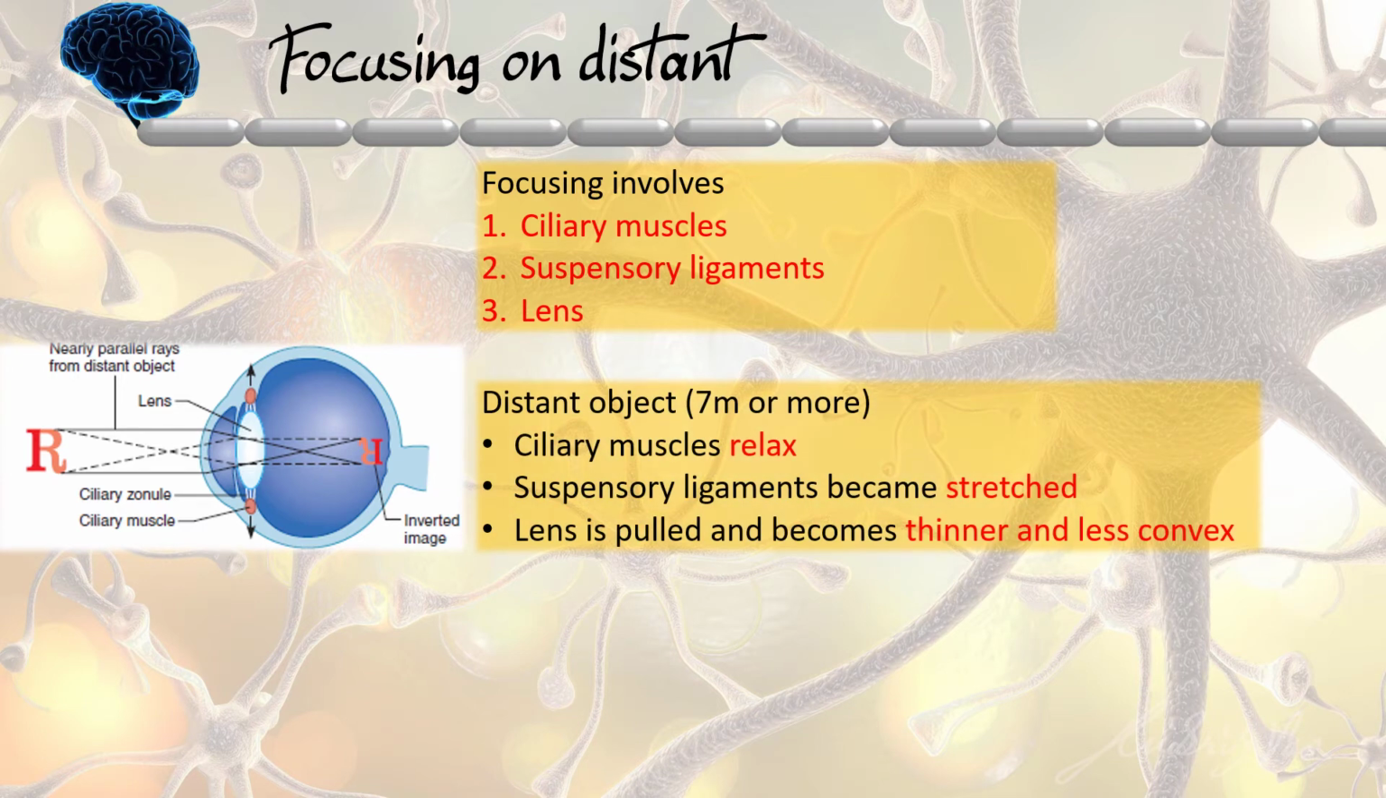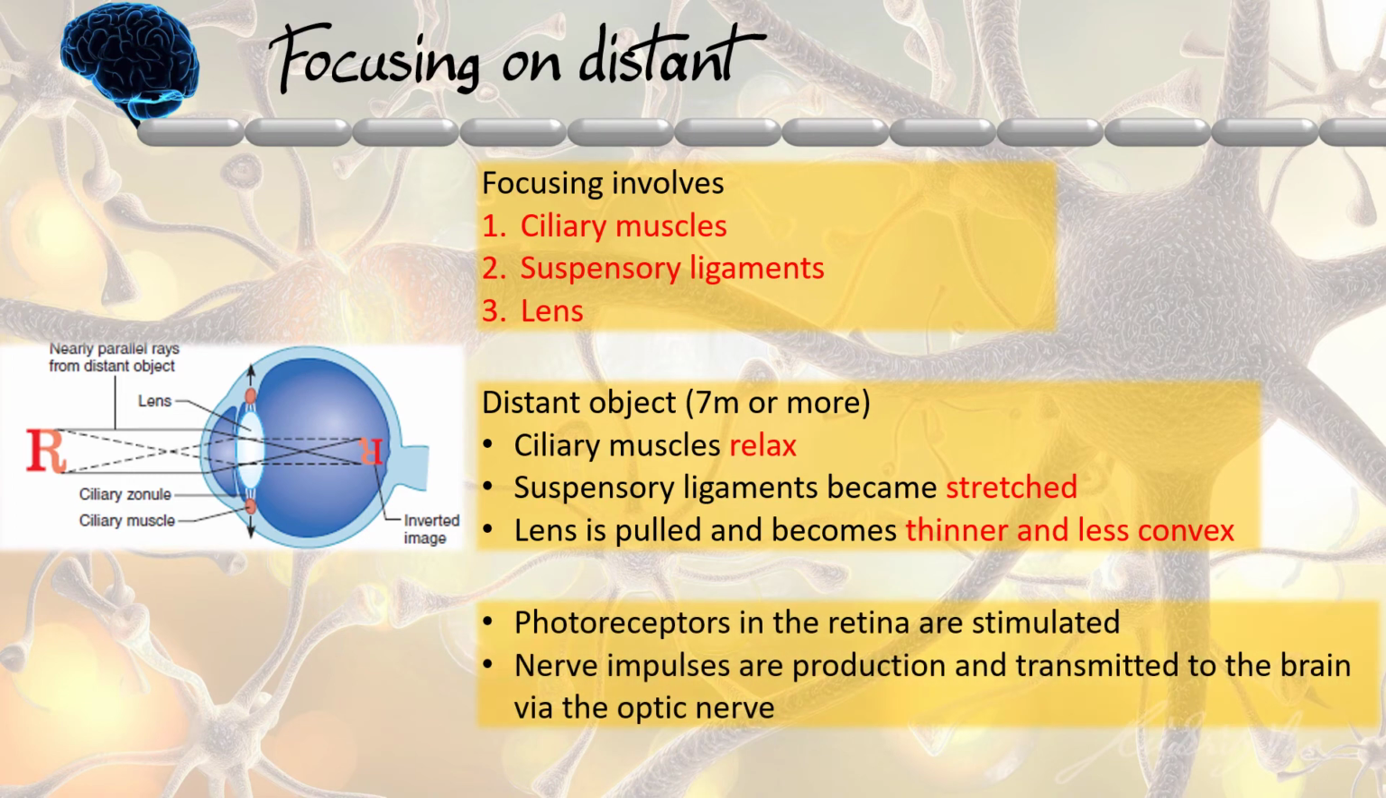When we are focusing on a distant object, which is 7 meters away, our ciliary muscle will relax. The suspensory ligament will become stretched, and the lens is pulled and becomes thinner and less convex. Photoreceptors in the retina are stimulated and nerve impulses are produced and transmitted to our brain, forming the image.